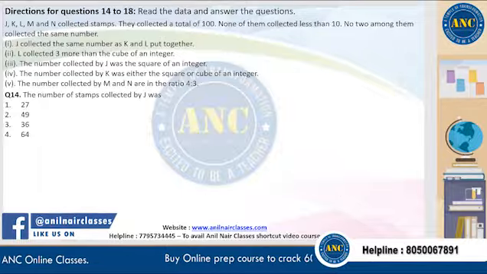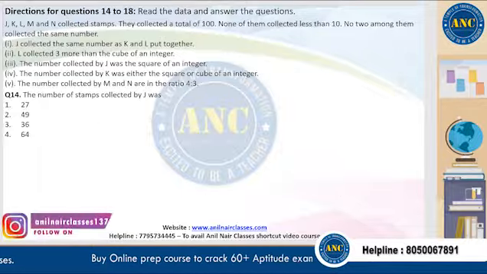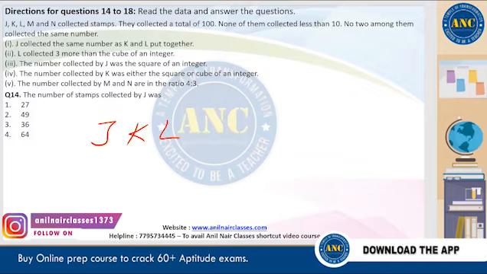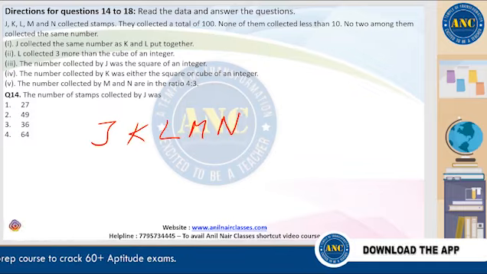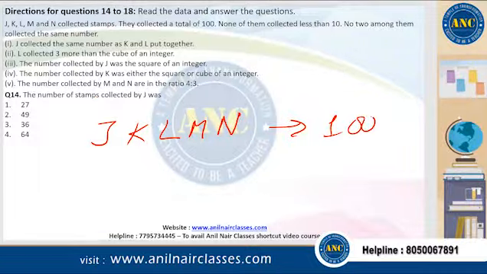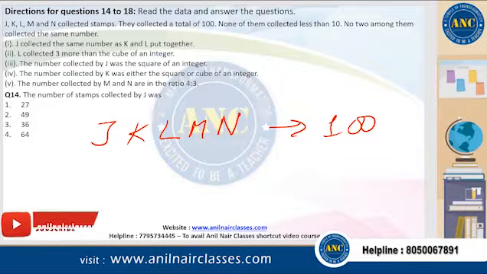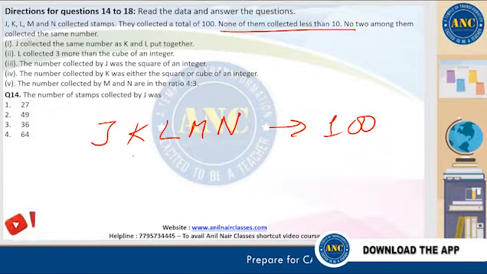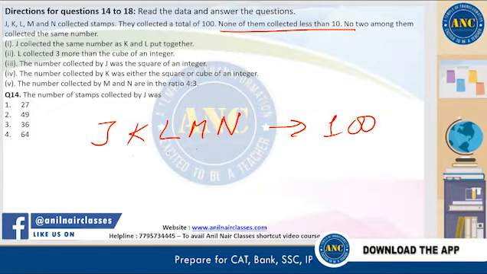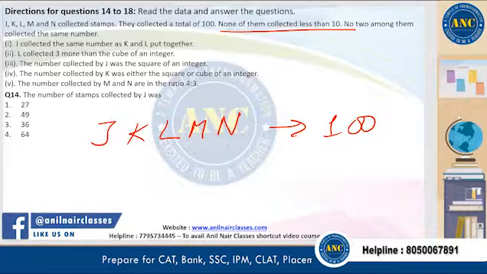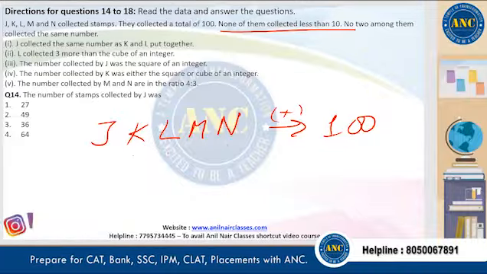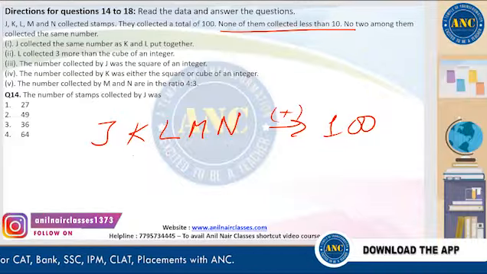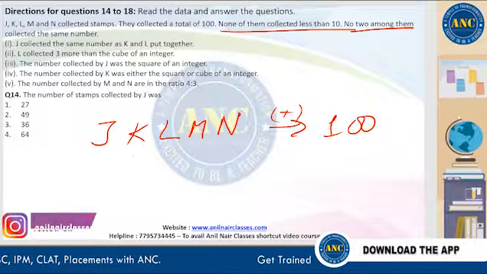So let's look at the caselet. There are these 5 guys. Their names are J, K, L, M, and N. They collected stamps. The total stamps collected by the 5 of them is 100. None of them collected less than 10. So minimum, J is 10, K is 10, L is 10, M is 10, and N is 10. But that's not the number because the total happens to be 100. I cannot say 10 each. No two among them had collected the same number.